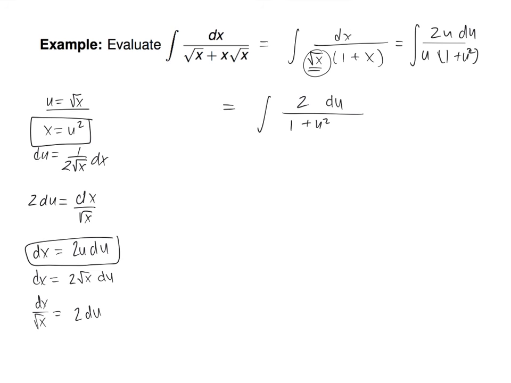All right, what's the antiderivative? 2 arctan of u plus c. So it's 2 arctan of?